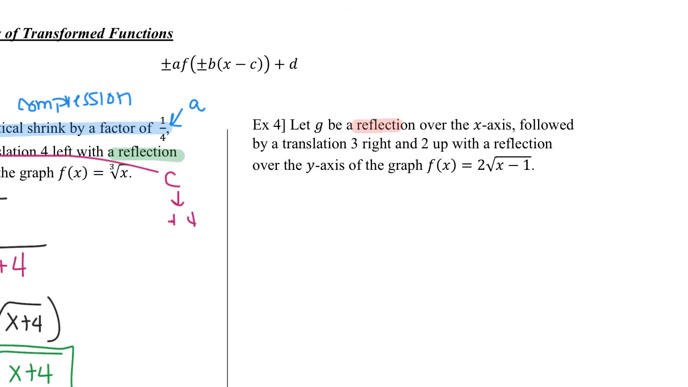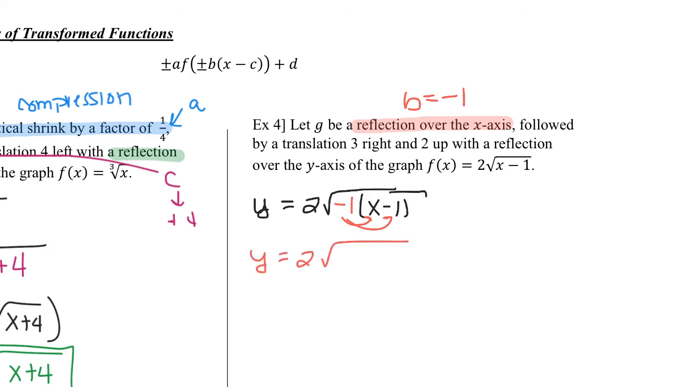The first thing that happens is we have a reflection over the x-axis. That means our b value is going to be a -1. So b is on the inside. So we're going to have y equals 2 square root of -1 parentheses x minus 1. B affects everything underneath. So let's go ahead and clean this up. So distribute out this underneath. So we have y equals 2 square root of negative x plus 1.